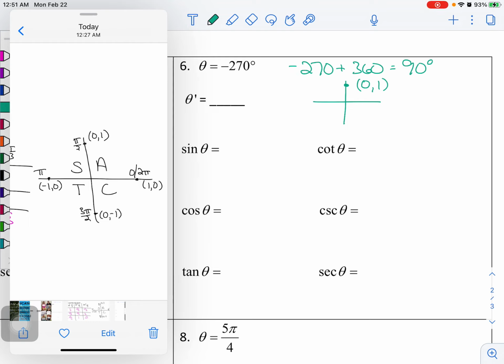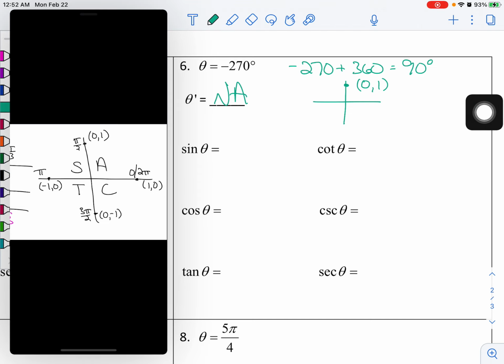So 90 degrees is going to be at the very, very top here, on the y-axis, it's the point 0, 1, which means, again, I'm on an axis, so reference angle, not so much. It's not applicable in this case. But I can use the idea that this ordered pair right here is cosine, sine. So I've got the cosine is 0, sine is 1, tangent is going to be sine divided by cosine, so that's undefined.